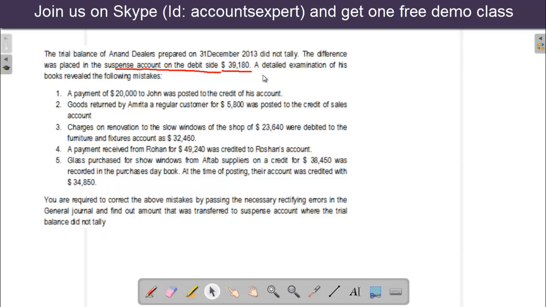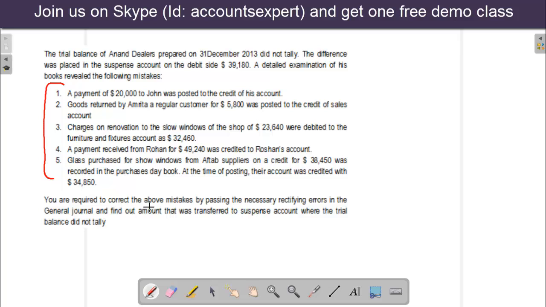Now see, a detailed examination of his books revealed the following mistakes. After opening the suspense account, we made a detailed examination of the books of accounts, and these are the results of that detailed examination. We found some errors. Okay, total 5 errors. Now see what they asked.